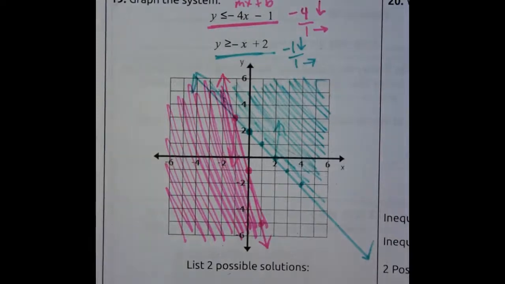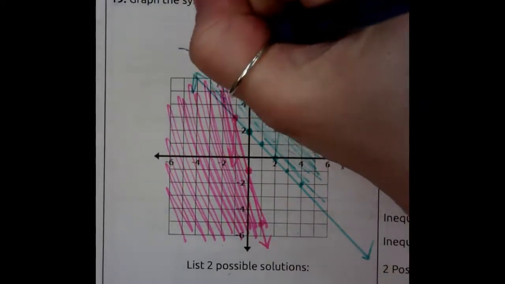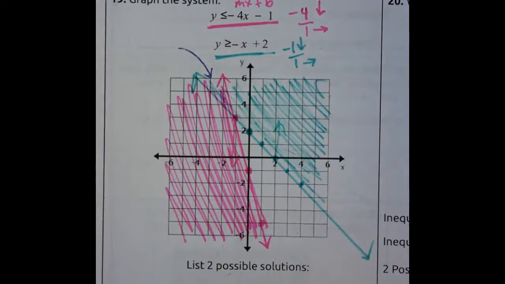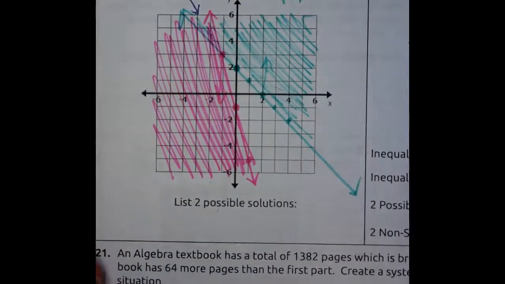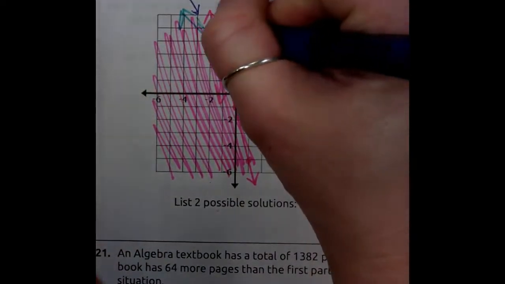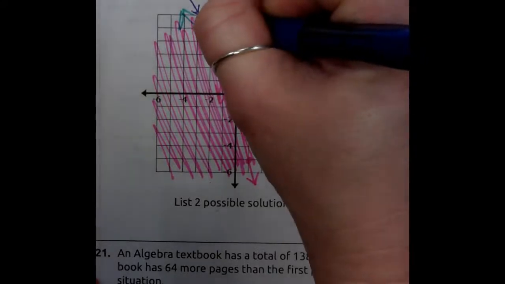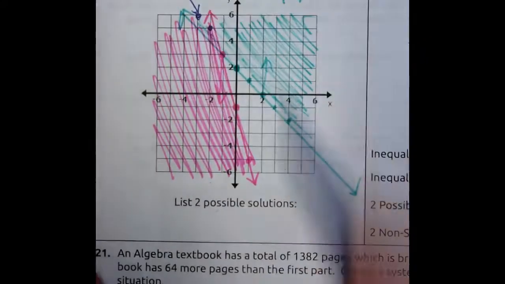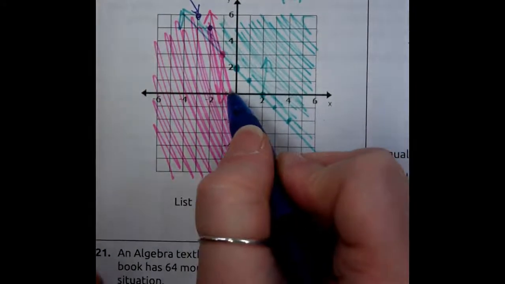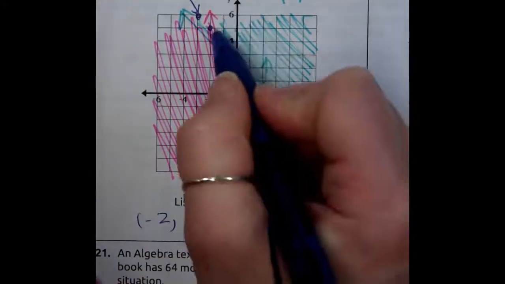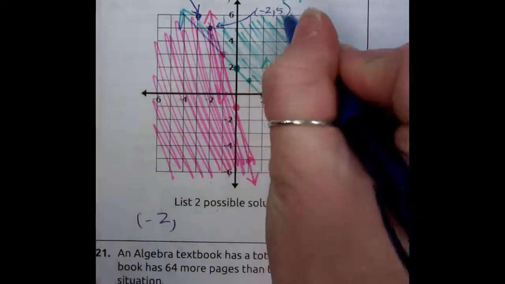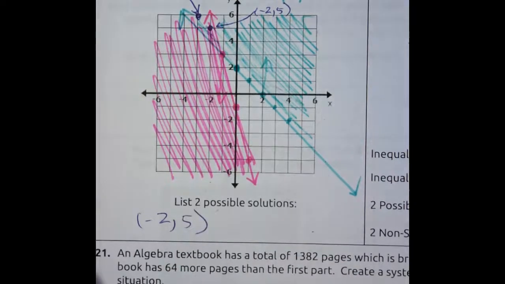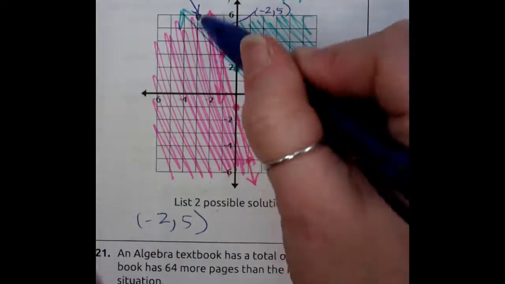All right, which means that my solution space is this tiny little triangle right there where I have pink and blue. So if I'm going to list 2 possible solutions, I will take that one and that one just to be safe. So I have -2, 5, this one right here, and this one is -3, 6.